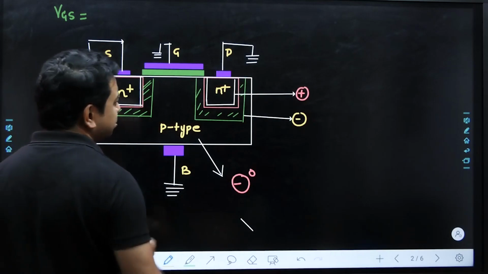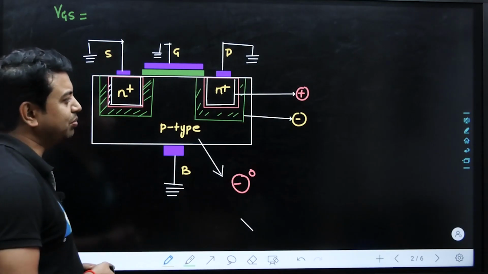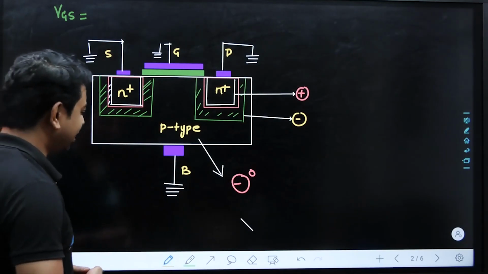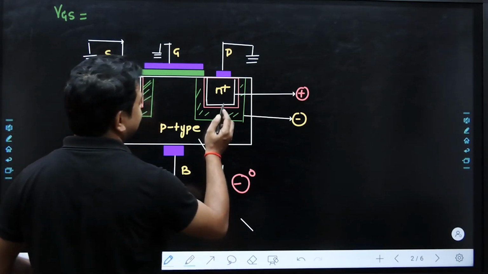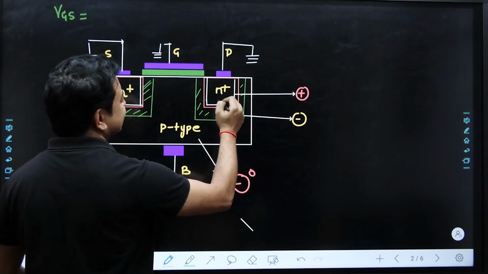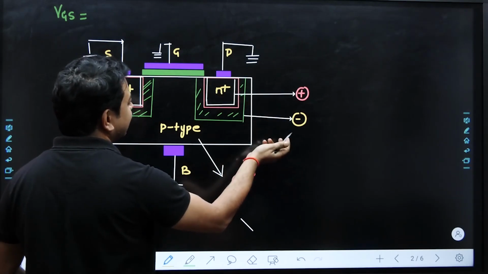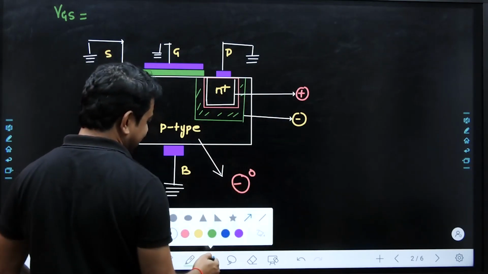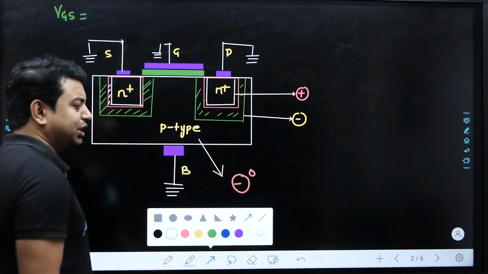These ions present on this particular side will have an electric field. I have already drawn the positive ions inside this red box and the negative ions outside this box, and the electric field is always directed from positive to negative.